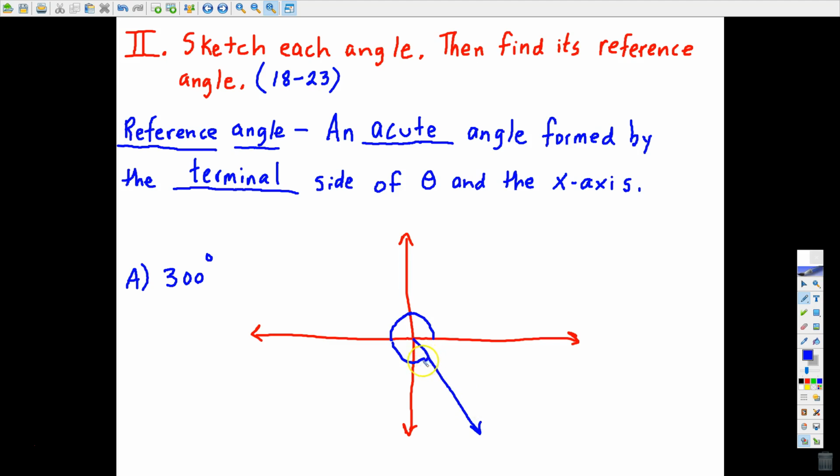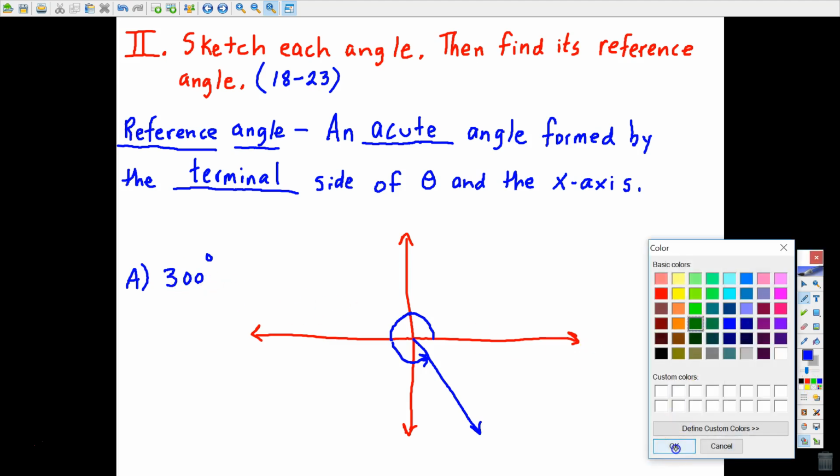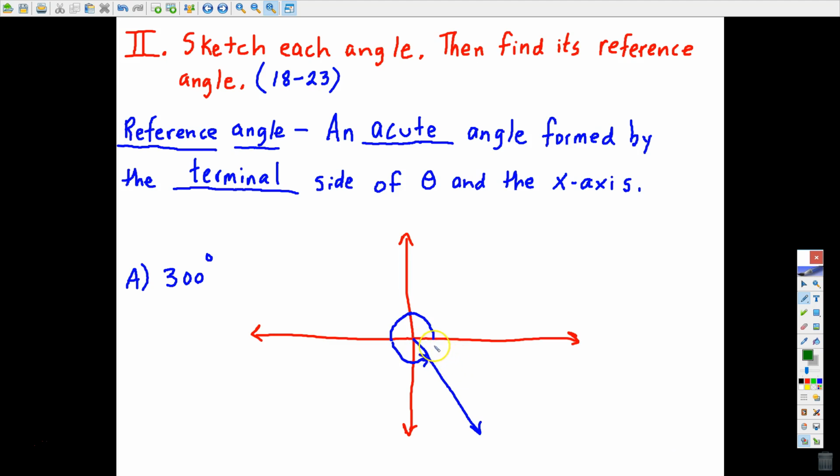Okay, so I'm calling that 300 degrees, and I'm going to draw a little arrow to indicate the positive direction. So that's 300 degrees. So what is the reference angle? The reference angle is this angle right here. I'll just identify it with these two green lines. It's the acute angle, so it's got to be less than 90 degrees.